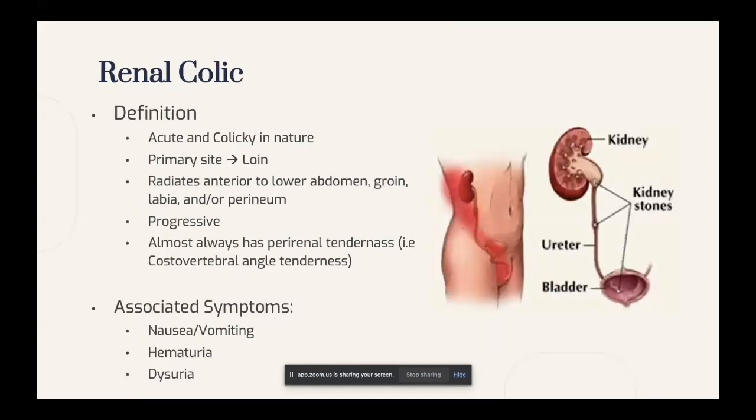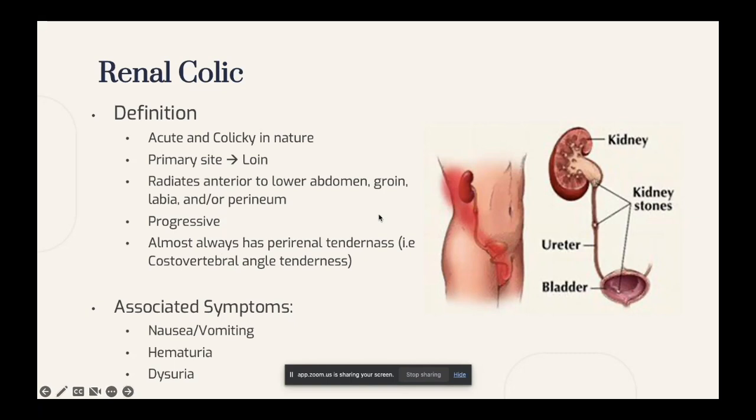Beginning with renal colic, it's defined as acute, colicky pain. Colicky, you can take it as pain so severe that it makes a person roll around. So whenever you hear the word colic, always assume that it's a severe, natural pain.